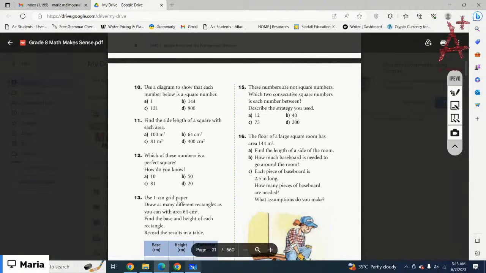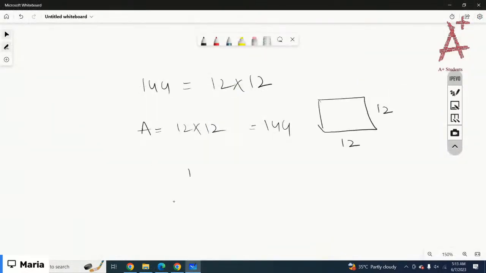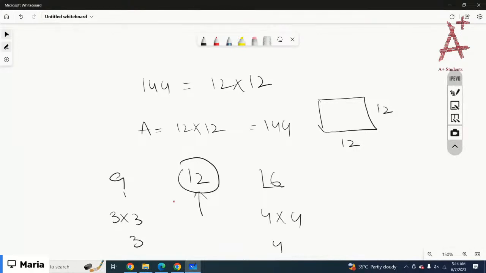Okay, you have 12. So 12 is between, you have to find the two numbers. 12 is not a square number, but you can see 9 and 16. 9 is the square of 3 times 3, and 16 is the square of 4 times 4. So you can see 12 is in between 9 and 16, and 9 and 16 are the squares of the consecutive numbers 3 and 4.